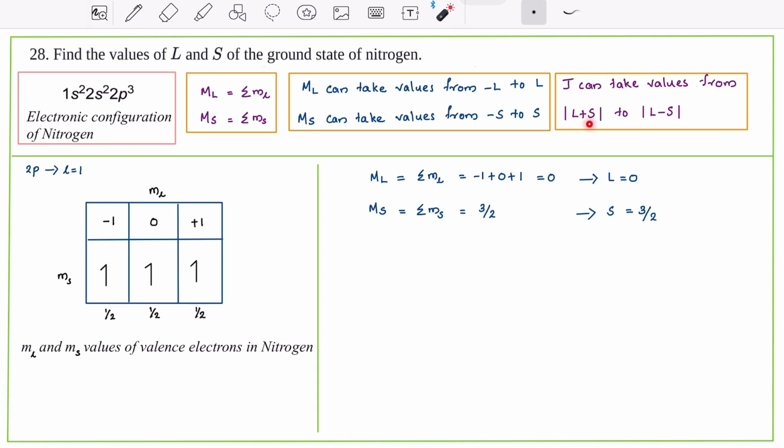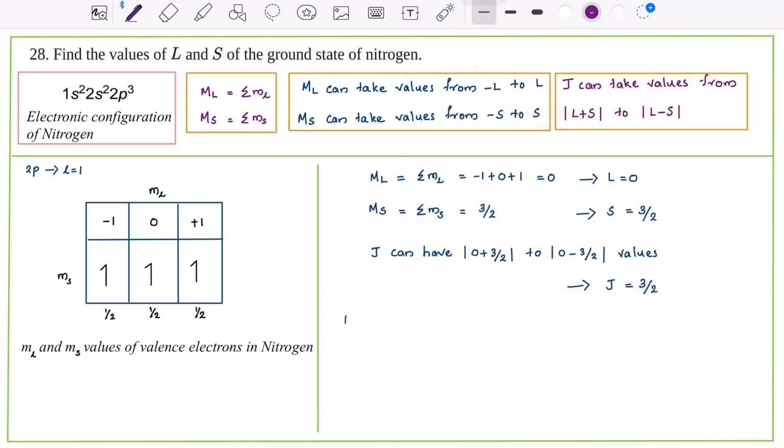Now capital J can take the values from modulus of L plus S to modulus of L minus S, that is modulus of 0 plus 3 by 2 to modulus of 0 minus 3 by 2. That is, capital J can have only one value, that is 3 by 2.